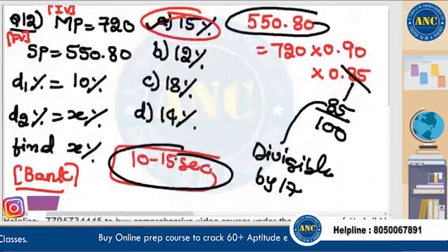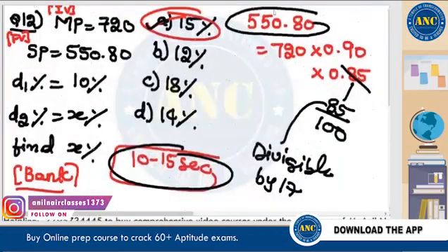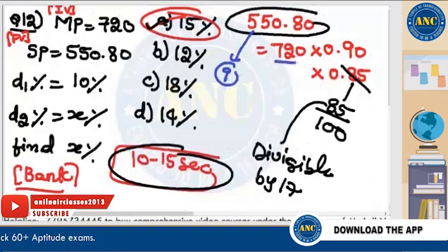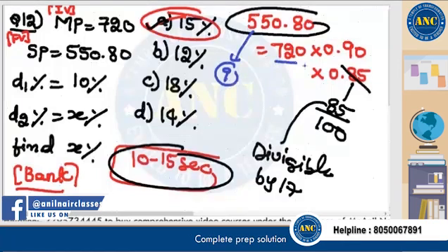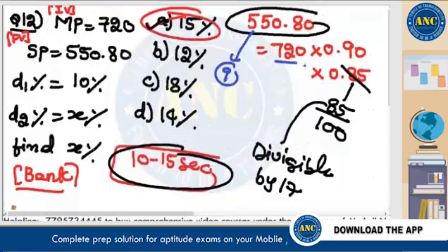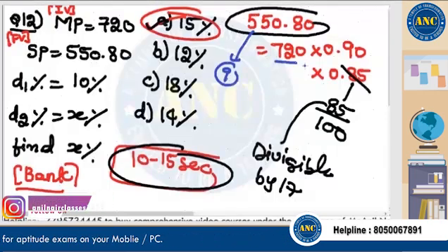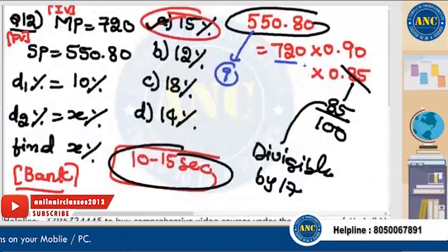Please remember here 550.80. Prashant, don't make this mistake. This digital sum is 9. 720 is already 9. 9 into any number will give you 9. I hope you have understood the mistake, Prashant. You don't require 18. 720 is 9.